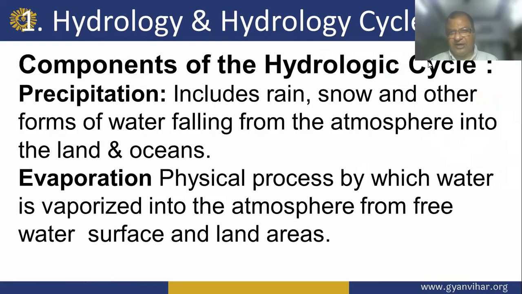Now, components of the hydrological cycle. Precipitation includes rain, snow, and other forms of water falling from the atmosphere onto the land and ocean. And evaporation is the physical process by which water is vaporized into the atmosphere from free water surfaces and land areas.